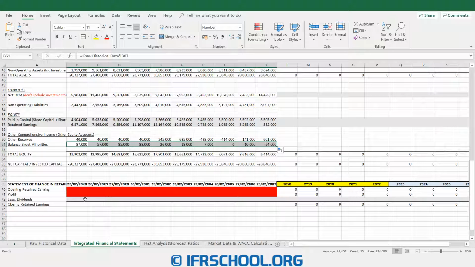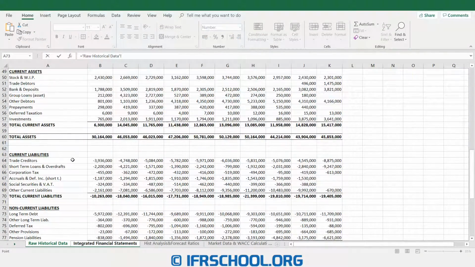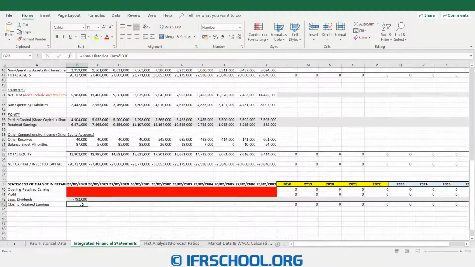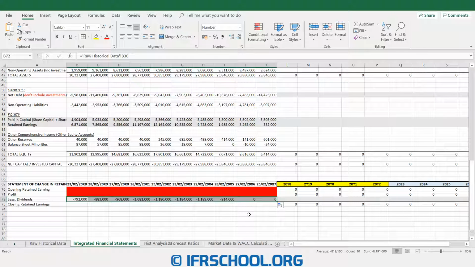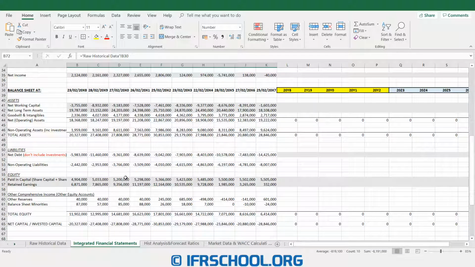Finally, I need to list the dividends paid in each year over the historical period from the statement of changes in equity. I won't need these figures just yet, but I will need them when it comes to forecasting future dividends. I've now finished populating the integrated balance sheet figures.